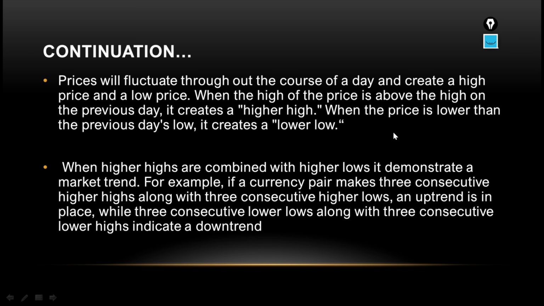So let's continue guys. When higher highs are combined with a higher low, it demonstrates a market trend. For example, if a currency pair makes 3 consecutive higher highs along with 3 consecutive higher lows, an uptrend is in place, while 3 consecutive lower lows along with 3 consecutive lower highs indicate a downtrend.